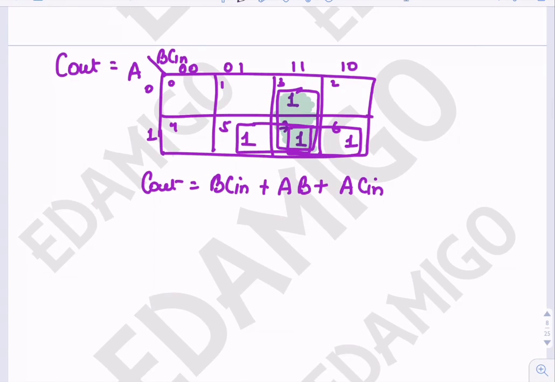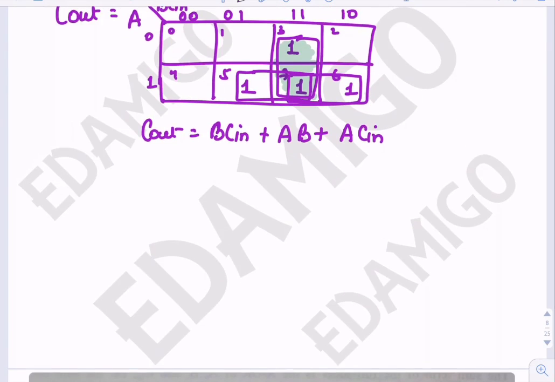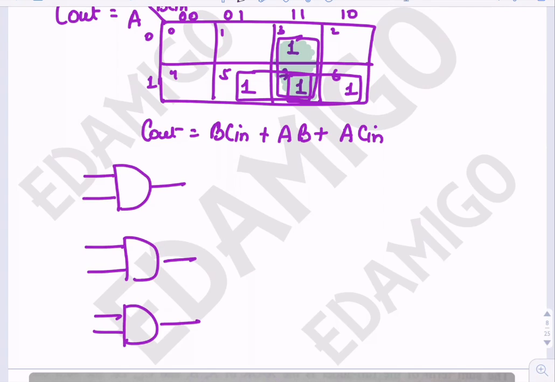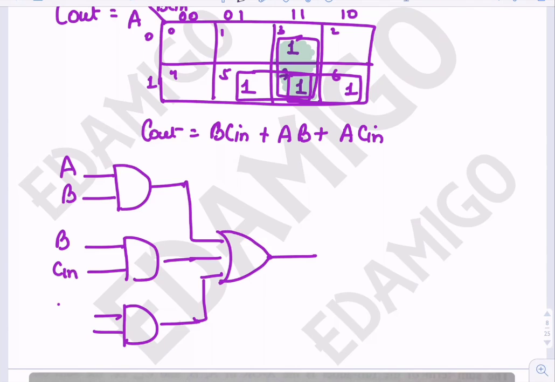Okay, so these three combinations are there, and easily we can see that it is AB, it is B Cin, it is A Cin. Okay, so this is your Cout. So we can see that this is level 1 gate and this is level 2 gate. So Cout also has 2 gate delays.